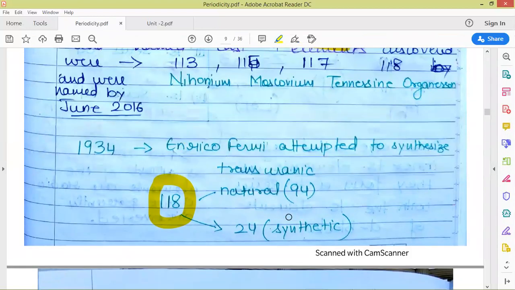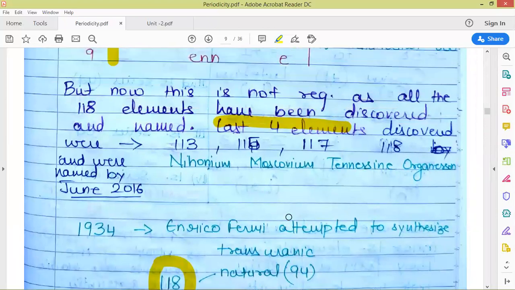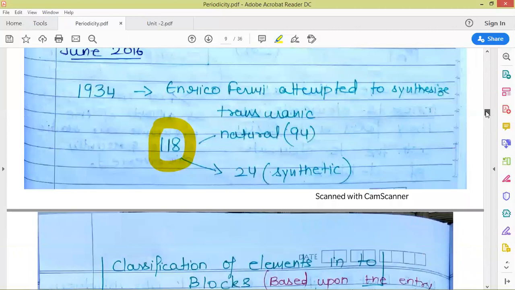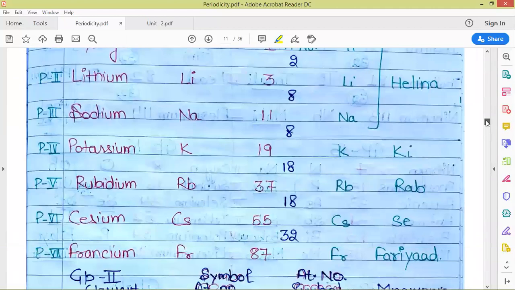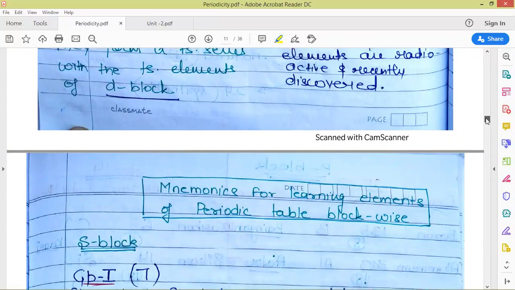Next is the arrangement of the periodic table in the form of blocks, so that we'll be discussing in the next video. So that is it for this video. And in the next video, we'll be discussing the periodic table, and we'll also be discussing mnemonics for learning the elements of the periodic table, block-wise, series-wise, group-wise, and period-wise.